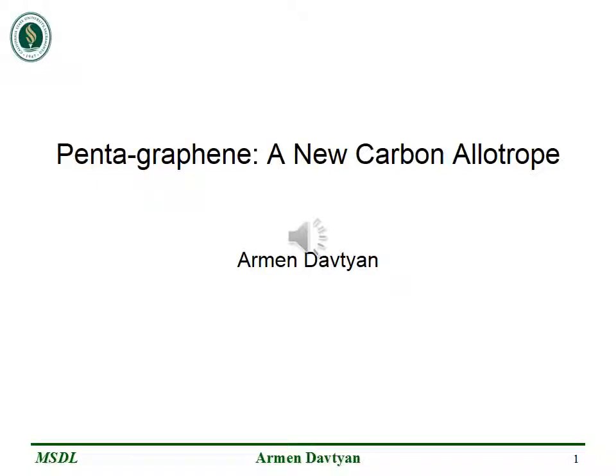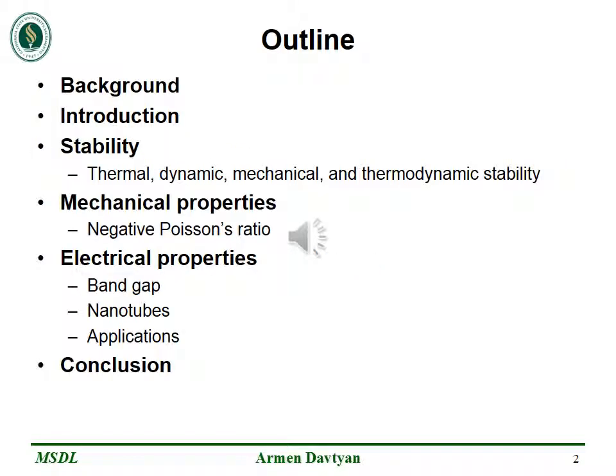Hi guys, my name is Armin, and in this presentation I'm going to talk about Penta-Graphene, a new carbon allotrope. First, I will talk about the importance of carbon allotropes and give you a short list of recently discovered carbon forms. Then I'll move on to what Penta-Graphene is, who came up with it, and why it is unique.